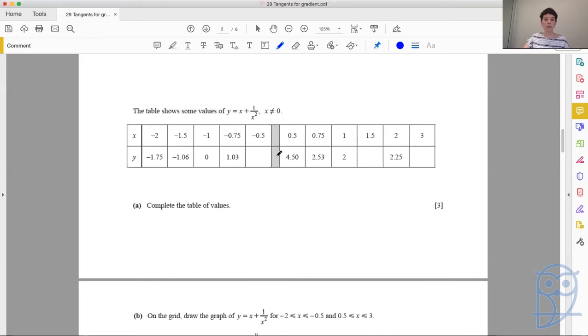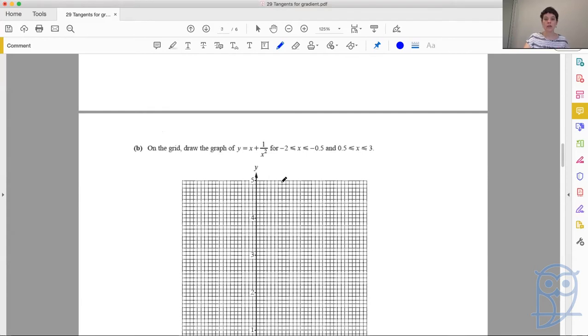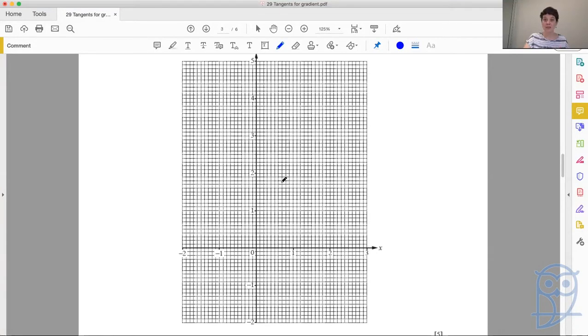So if we work through and complete the table of values, we get a 3.5, a 1.94, and a 3.11. Okay, so we substituted the values in, we calculated, and now we are ready to plot. Remember, when you've got this gray block in the middle, it means that we have two separate pieces for our graph. So now we're going to draw the graph on our grid. We're going to do the same thing as last time. I'm not going to be as accurate as you will be in your exam, because the point of this exercise is the tangent calculation, not the drawing of the graph.